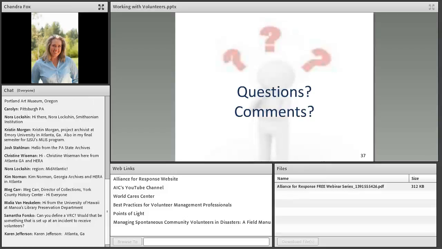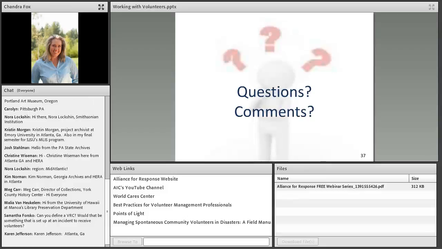Samantha is wondering if you might be able to define a VRC. Would that be something that is set up at an incident to receive volunteers? So if you could just elaborate a little bit more on the VRC concept. Okay, so a VRC is a volunteer reception center, and it can either be a physical facility, or there are parts of the VRC that can be done virtually as well.